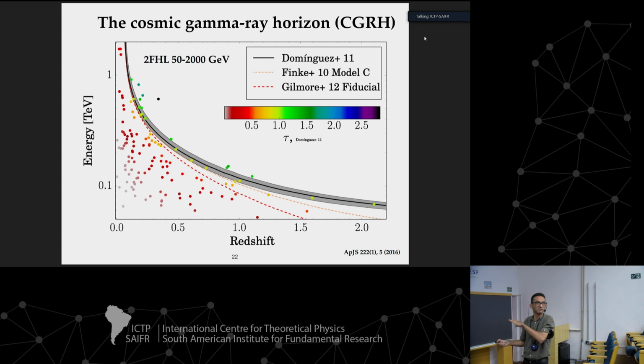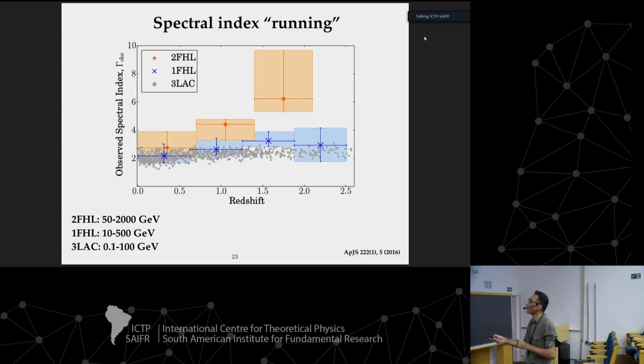So this is kind of an indication that absorption is affecting the sources from Fermi. You can also see a more quantitative indication of this. Here is the observed spectral index. These photons from a given source reach Earth. You measure the SED, you measure the spectrum, fit the spectrum, and measure the spectral index. And you also plot this spectral index as a function of redshift.